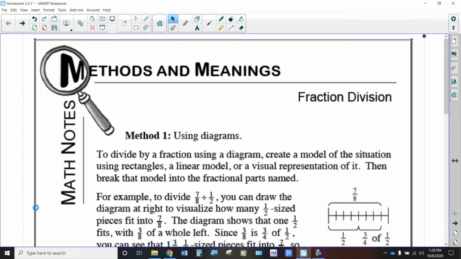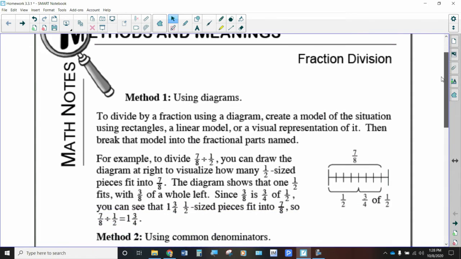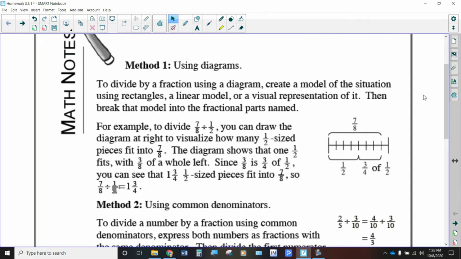Alrighty, let's take a look at our homework for lesson 3.3.1. Our M&Ms for this homework have to do with fraction division. And in our lesson, we learned that there are a few different processes that you can use to divide fractions.